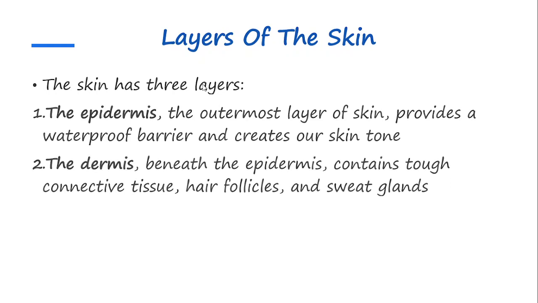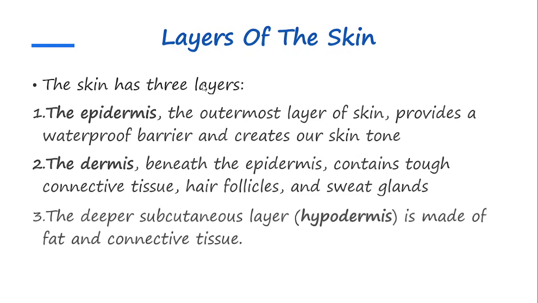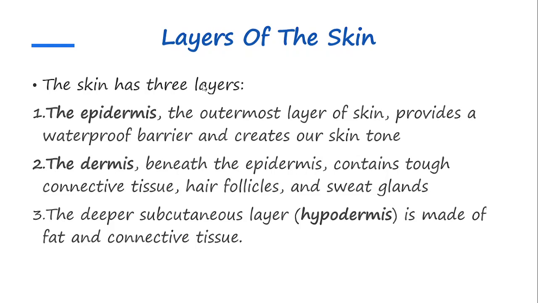The second one is the dermis. This is the one beneath the epidermis, and it contains tough connective tissues, hair follicles, and the sweat glands. Then the deeper, substantial layer is the hypodermis, which is made up of fat and connective tissues.